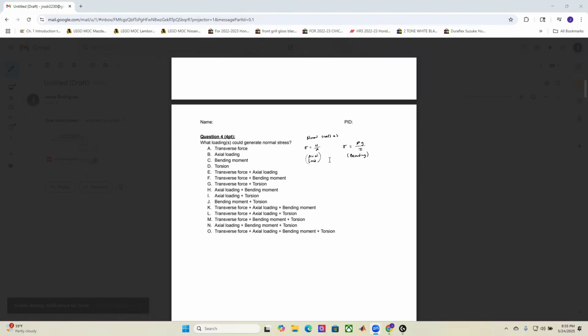With that being said, it would be answers B and C, because if we look through these, it cannot be H because we are not adding these forces. They are two separate forces. So it would be simply B and C.